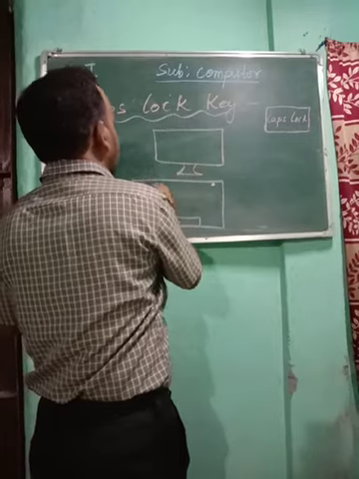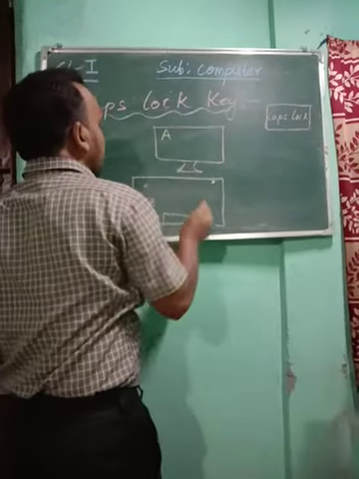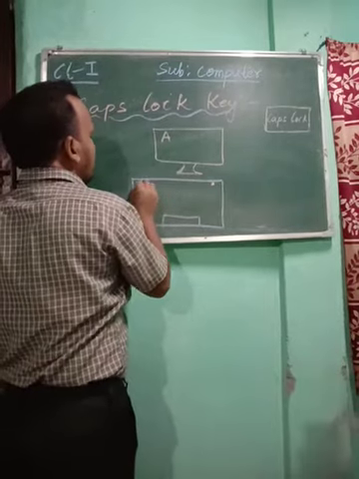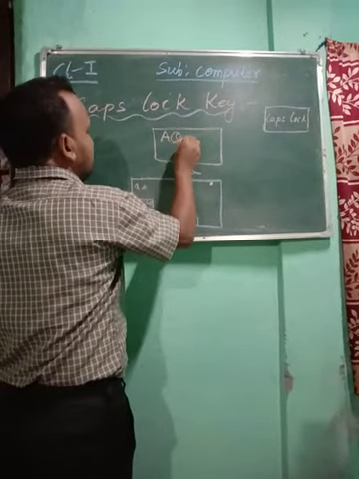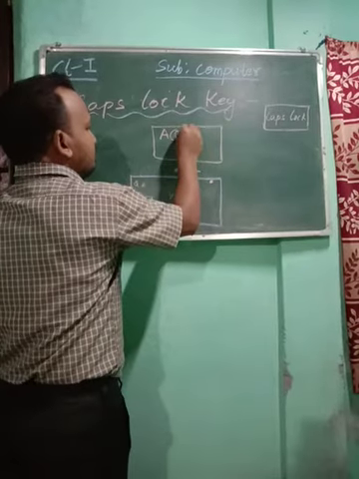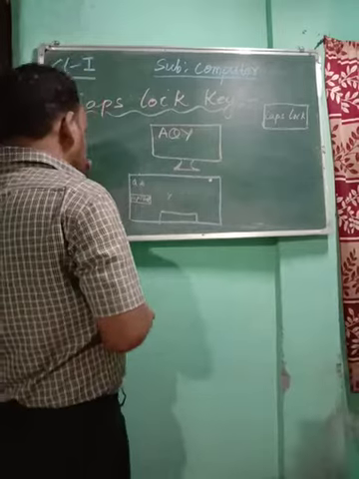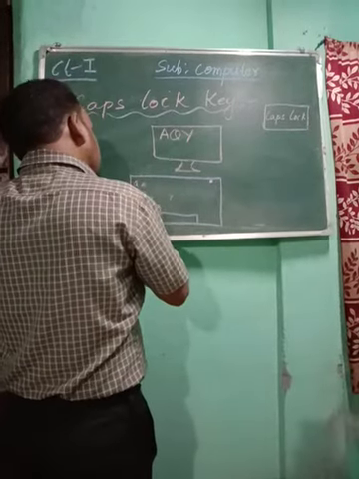Suppose I am typing A, so capital letter A will come. If I am typing Q, Q will come. If I am typing Y, Y will come. So you see, when we press the cap lock key, what will happen?